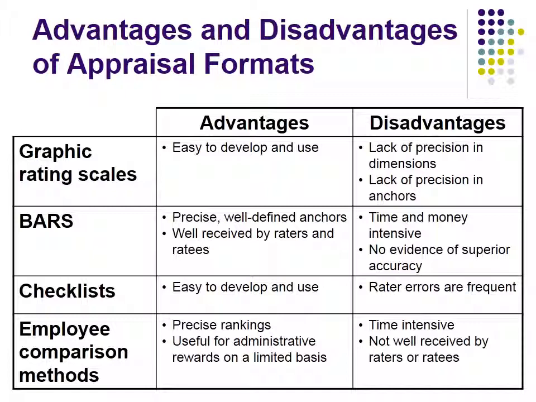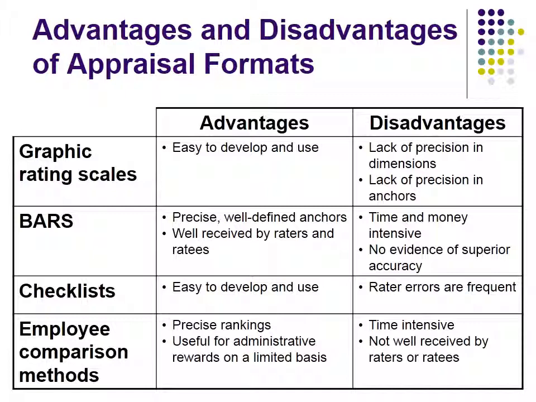Different raters will often interpret the numbers very differently, and we also don't have a lot of precision in those anchors. What exactly is meeting expectations? What exactly is exceeding expectations? We don't know. It's left to the rater to make those choices. BARS takes that ambiguity out of the system. It's precise with very well-defined anchors, and it's generally well received by both raters and ratees.